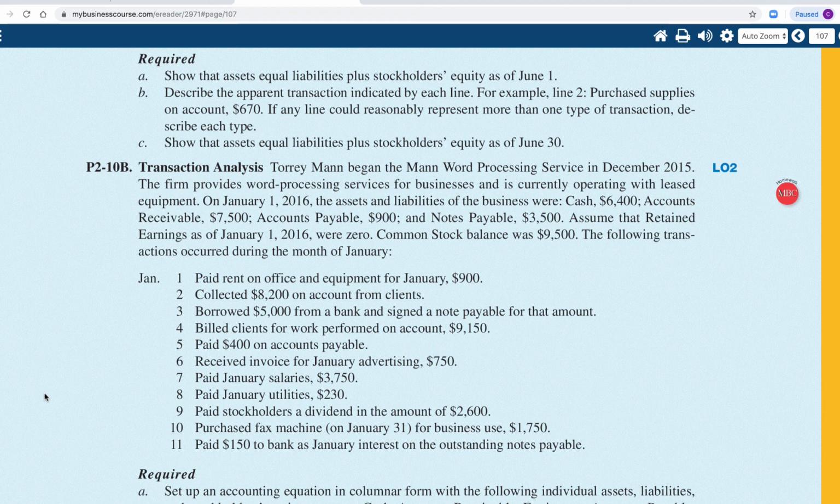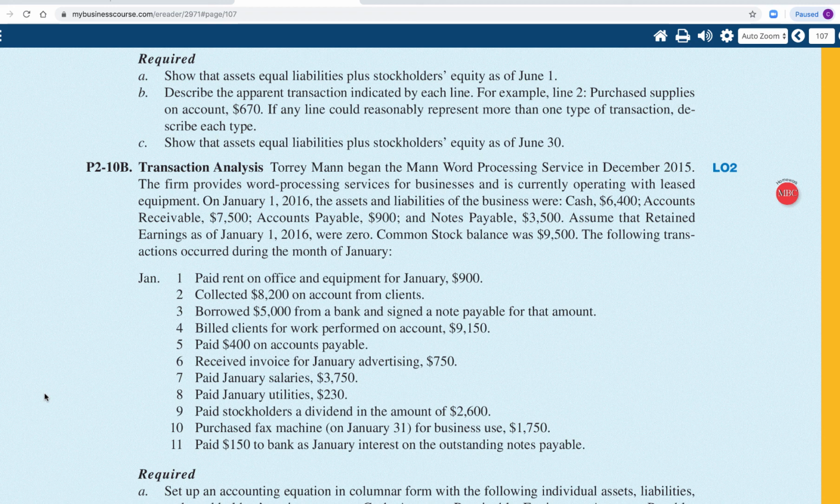Well, that might not be too clear. So let's look at the dollar amount. Well, dollar amount's super easy, $1,750. Okay. So we purchased something, a machine, for business use. It does not say that we purchased it on account. Okay. If it said we purchased it on account, we would have to do accounts payable or something.